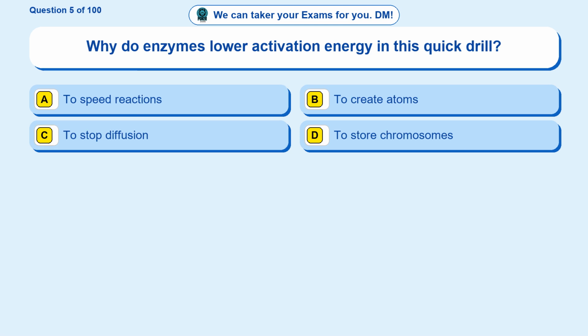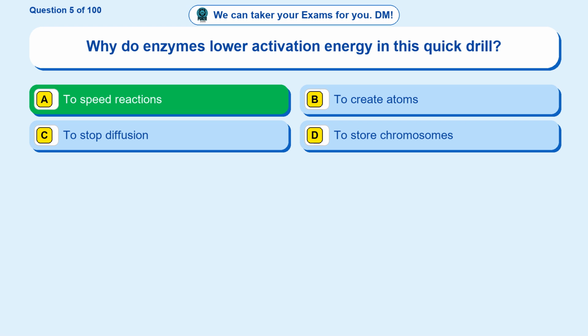Question 5. Why do enzymes lower activation energy in this quick drill? Option A. To speed reactions. Option B. To create atoms. Option C. To stop diffusion. Option D. To store chromosomes. The correct answer is option A.